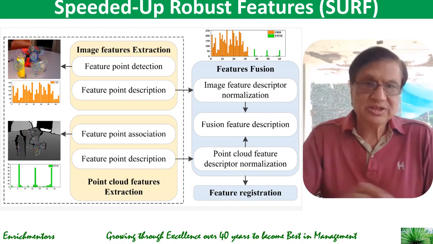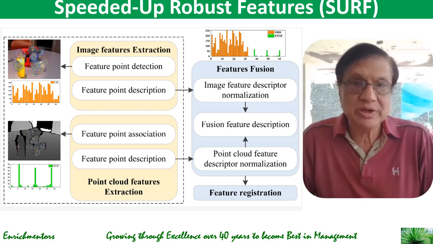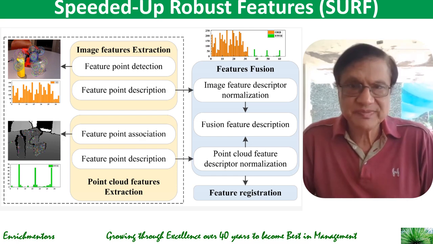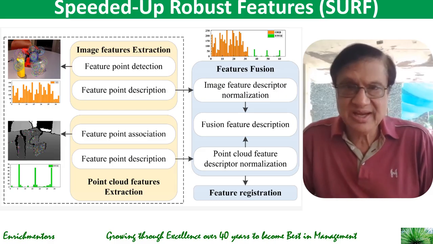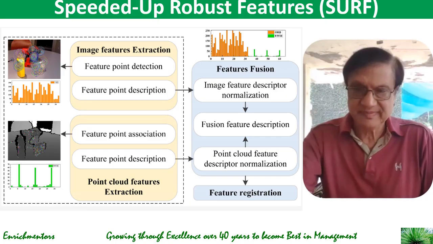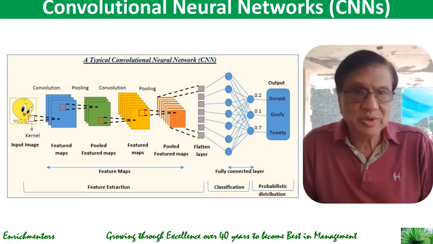Right. The third one that you need to know is the Speeded Up Robust Features, SURF. It's similar to SIFT but computationally much more efficient. It detects feature points using box filters and approximates the gradient information using integral images. SURF features are robust to changes in scale and rotation and are used in applications like object recognition, image stitching, and video tracking.